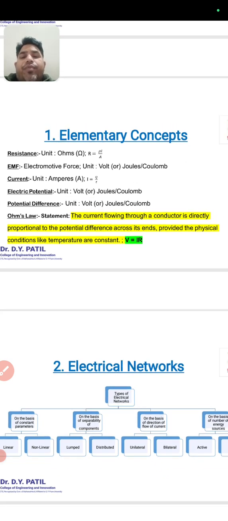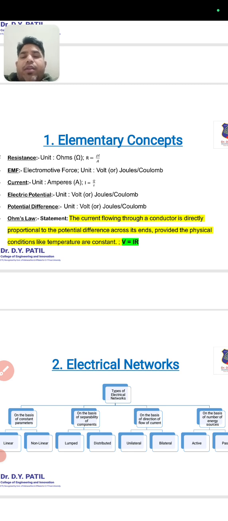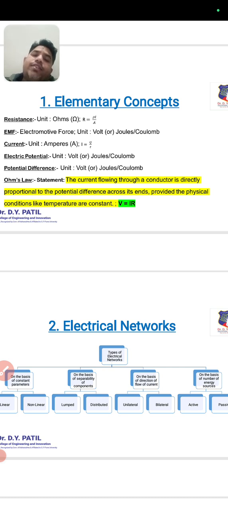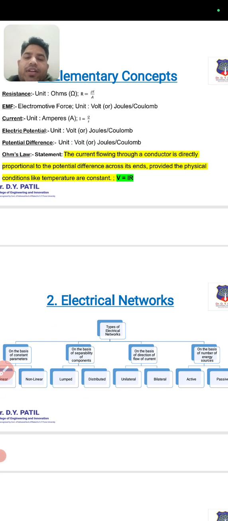Ohm's law: the current flowing through a conductor is directly proportional to the potential difference across its ends and inversely proportional to the resistance. So we all know I is equal to V divided by R. I is directly proportional to the voltage and inversely proportional to R. But R is nothing but rho L divided by area, so the factors affecting the resistance we also have to consider when we are considering the current.